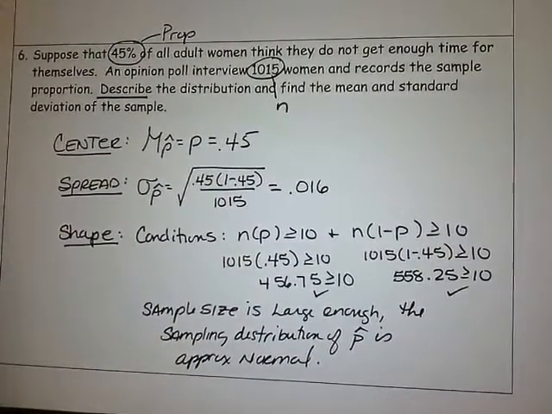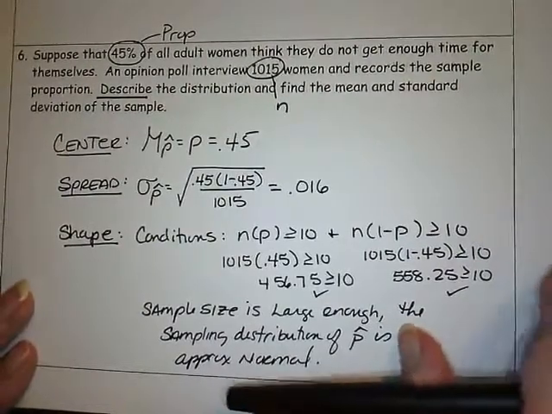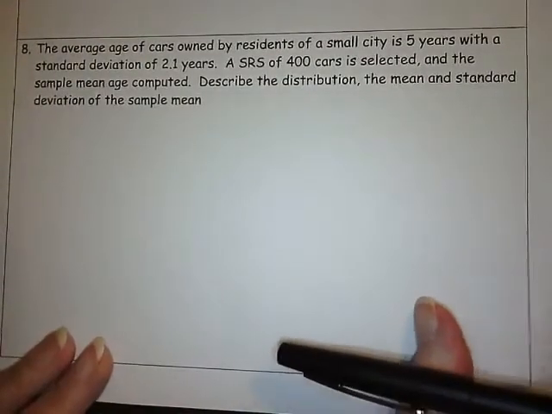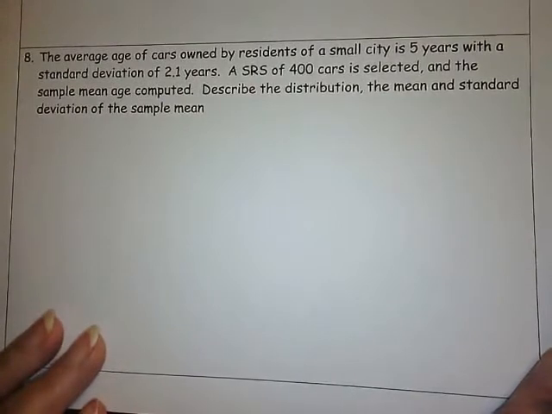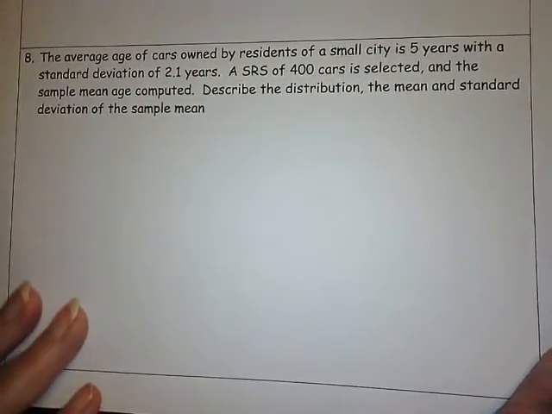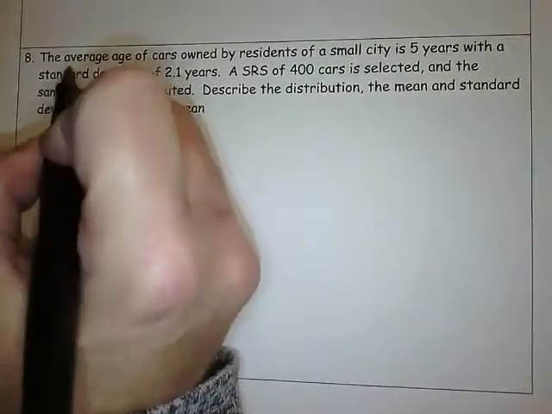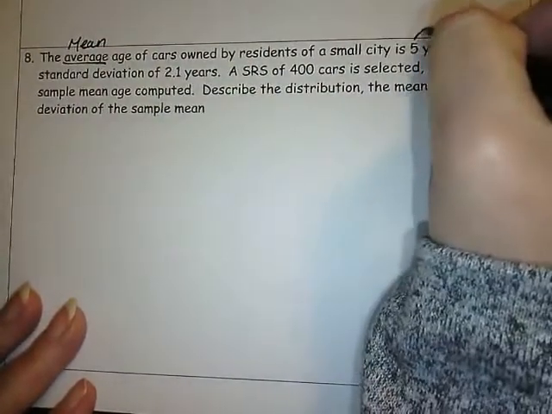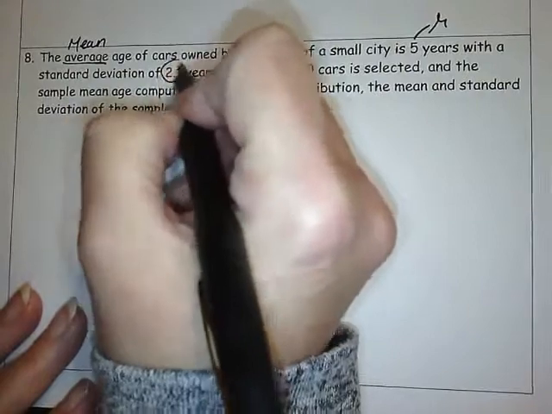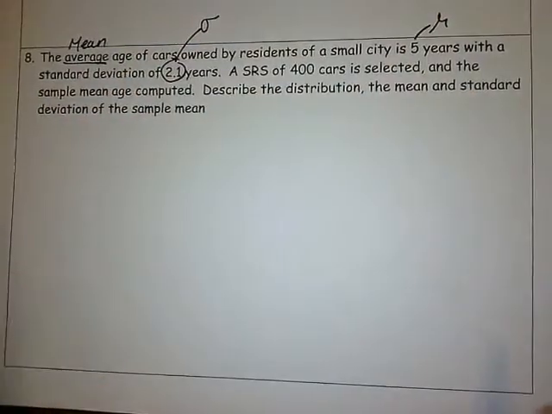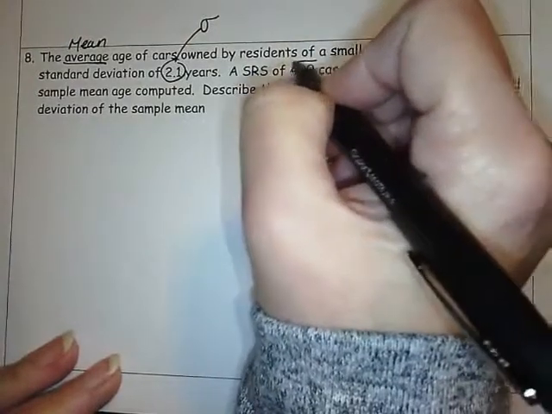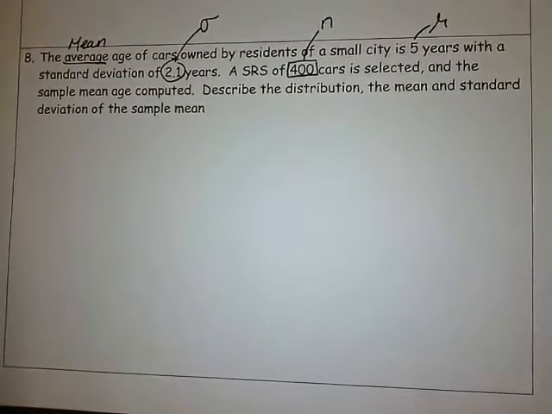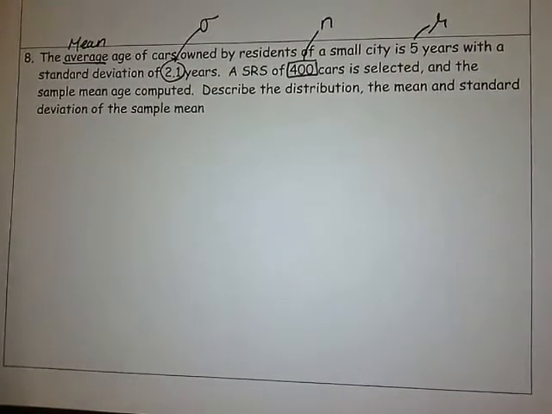Okay, so let's do one more. We're going to move to number 8, and then your job is going to be to finish these up. Okay, so we've got the average age of cars owned by residents of a small city is 5 years with a standard deviation of 2.1. They gave us the average, another word for that is the mean, and they told us it was 5 years, so that's mu, and then the standard deviation is 2.1, so that's going to be sigma. So a simple random sample of 400 cars, this is going to be our n, is selected, and the sample mean age computed. Describe the distribution, the mean, and the standard deviation of sample means.